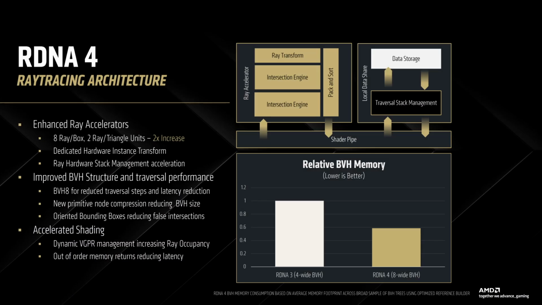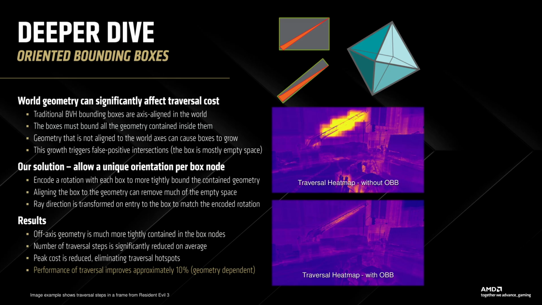Compared to RDNA 3, RDNA 4 literally doubles the ray box and ray triangle units from 4 and 1 to 8 and 2. The BVH processing still runs on the shaders, but RDNA 4 introduces a new BVH8 structure which reduces traversal time and memory usage. And a new technology, AMD calls it oriented bounding boxes, optimizes BVH traversal performance on real-world geometry.